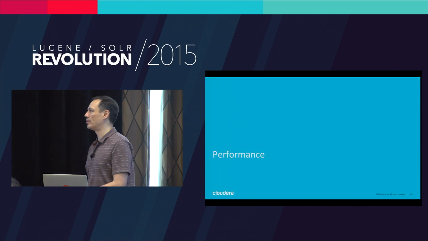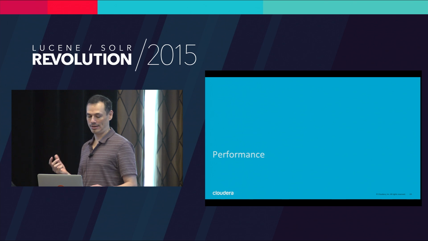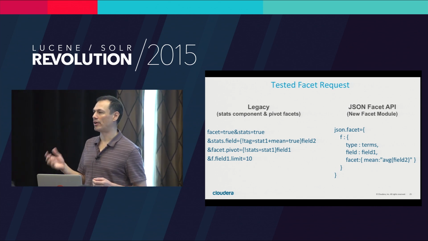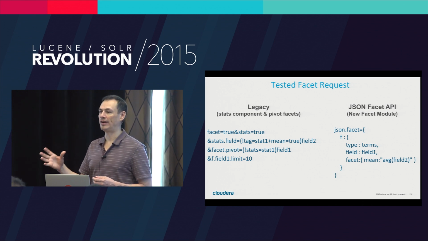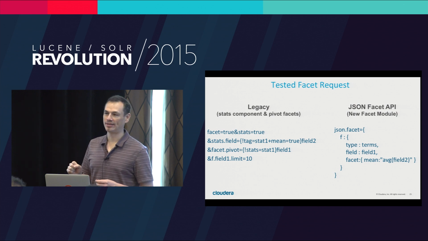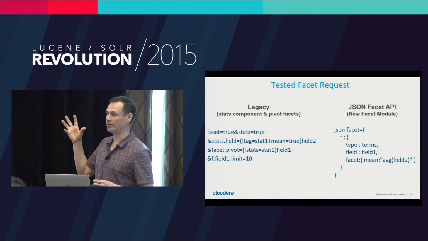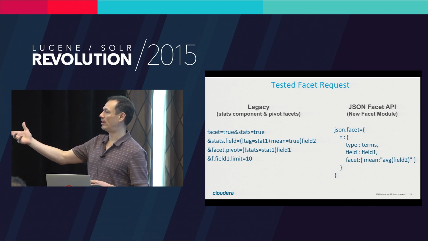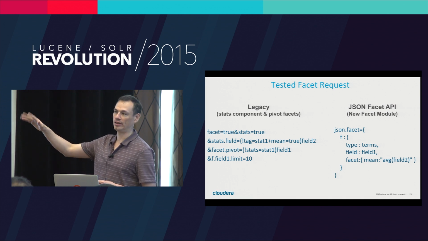So let's take a moment and look at performance, one of my favorite topics, because APIs are all nice and well and good, but you want things to be fast and high throughput. Recently there has been some parallel work done in what I call the legacy facets, hanging statistics off of pivot facets. That request is on the left-hand side. I benchmarked that against the new JSON facet API, the new facet module, and that request is on the right-hand side. These two requests are asking for essentially equivalent things, but you have to do it through the pivot facet API if you're using traditional Solr facets.